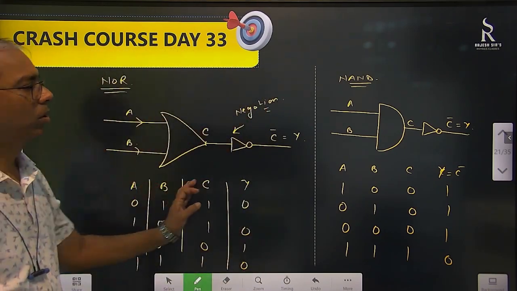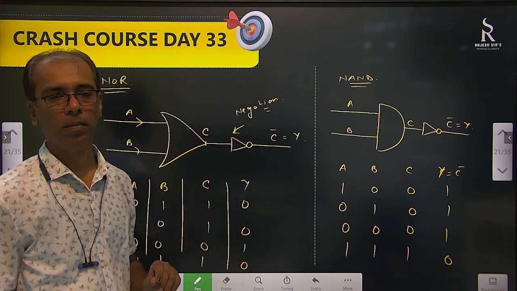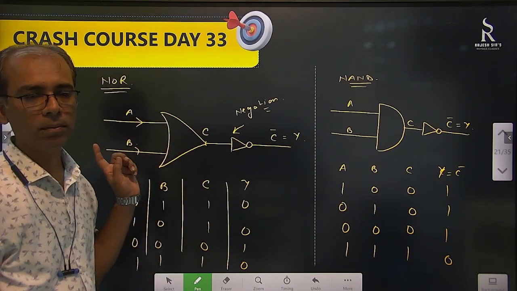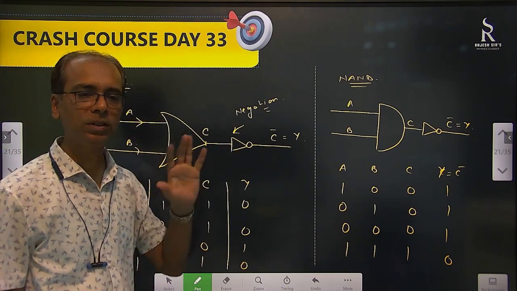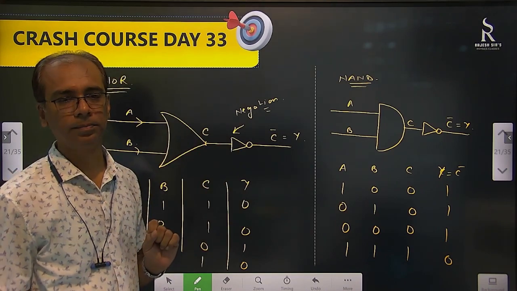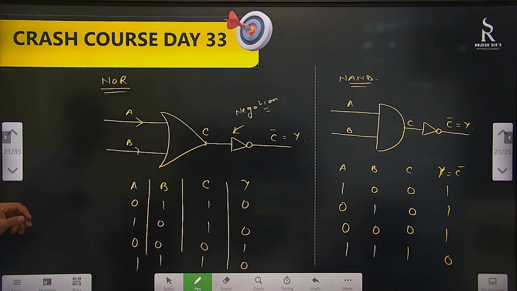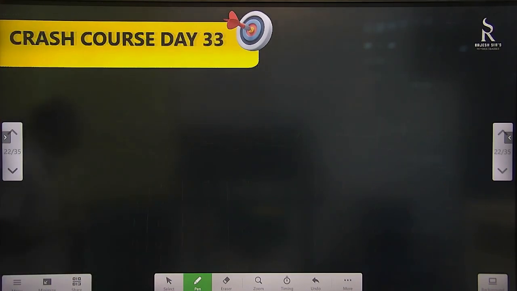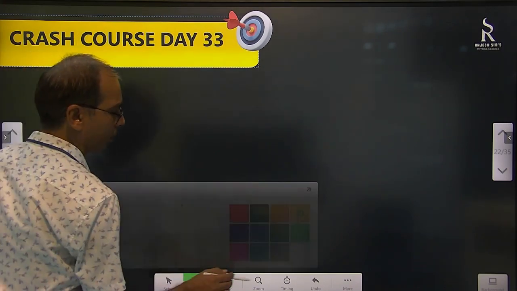Okay, so these are the combinations. How many gates did we see now? 3, and here 2. This is what we have in our syllabus. So questions can be asked from you. How can a question be made? This is the question.